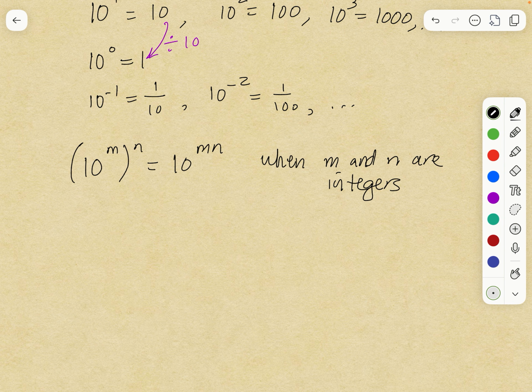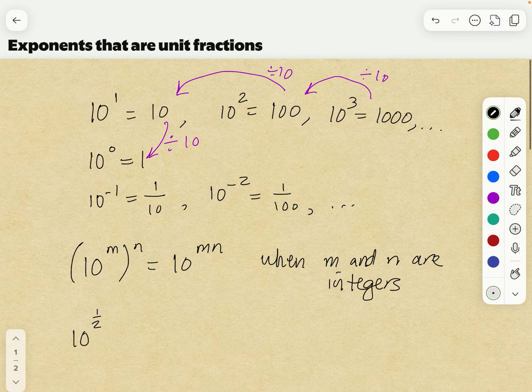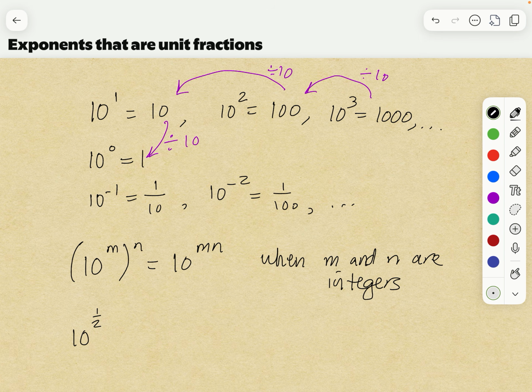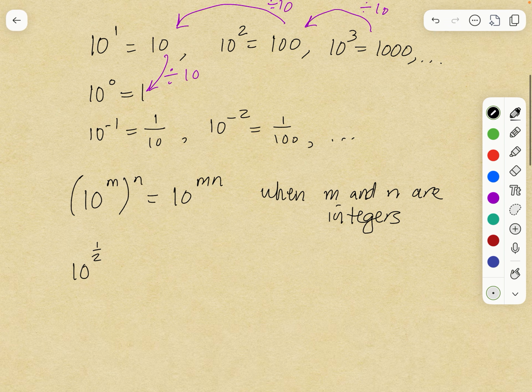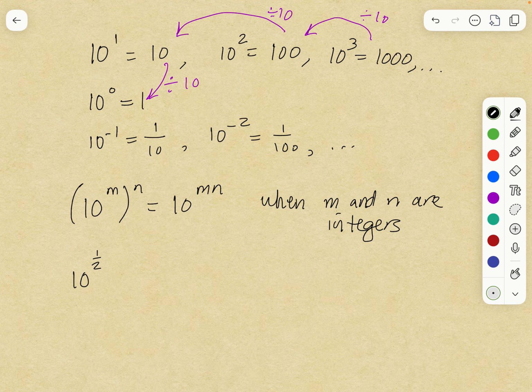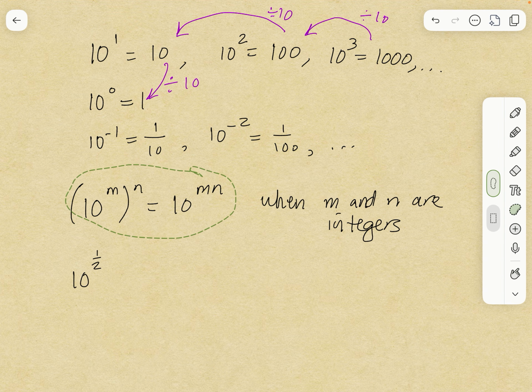So how do we make sense of something like 10 to the 1/2 power? Well, we haven't defined what that symbol means when the exponent is a fraction. So we're going to talk about how to make sense of this when you have a unit fraction. So unit fraction being something like 1/2, 1/3, 1/4, etc.